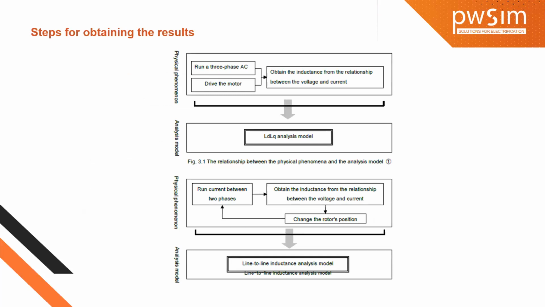Previously we used some analysis tool, but here we are using the Ld-Lq analysis model itself. We run the model with the current between the two phases. Even though the motor is not rotating, as I'm saying again, we give the rotor positions here. By changing the rotor positions, we give the currents between the two phases. By this, we obtain the inductance.